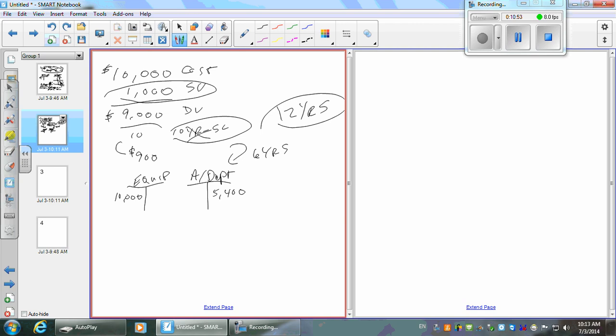I'm still going to use straight line, but I think this asset's turned out really well for me. I think that I'm going to be able to sell it for $1,500, right? It's working out better than I expected. Everybody see it? So I got rid of those two. What would I do now?